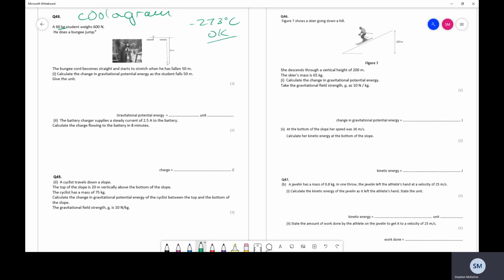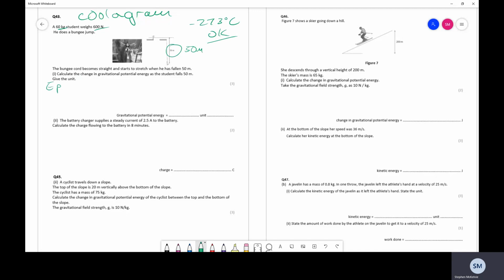A 60 kilogram student weighs 600 newtons. He does a bungee jump, brave person. And it says here that the bungee jump was 50 meters of height, 50 meters of a change of distance. The bungee cord becomes straight and starts to stretch when he has fallen 50 meters. Calculate the change in gravitational potential energy as the student falls 50 meters.